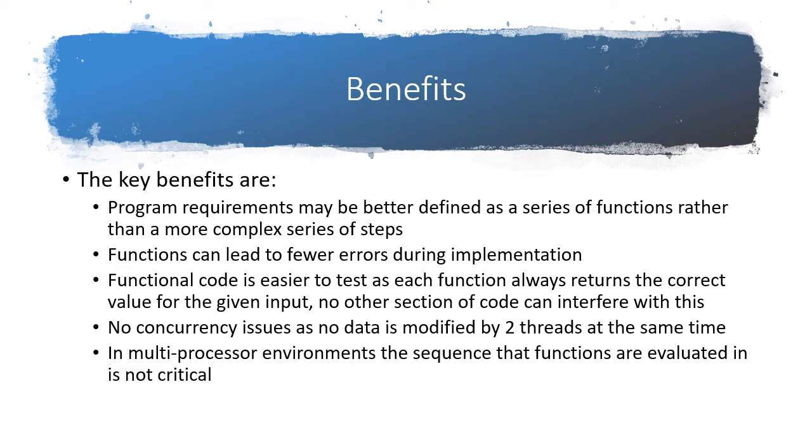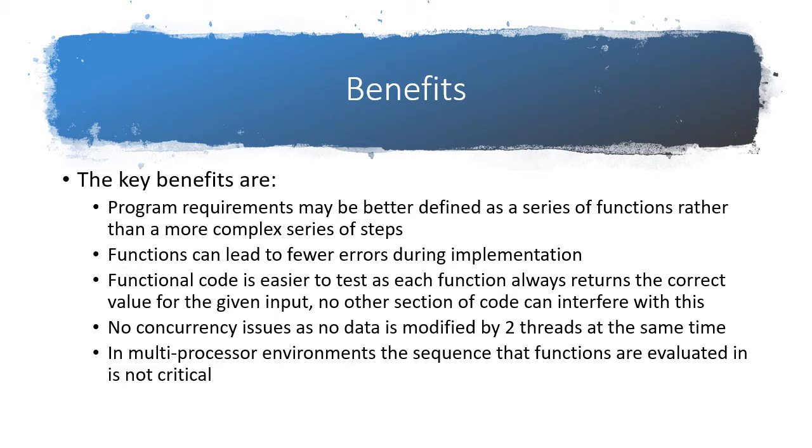We can also say that functional programming code is easier to test because, again, each function should return us the exact same value every time. And it also means that no section of code can interfere with this. So the internal workings of a function are essentially hidden from every other part of the program. Writing something in functions means any error within a function will not affect any other part of the program. So you can internalize code in a function.